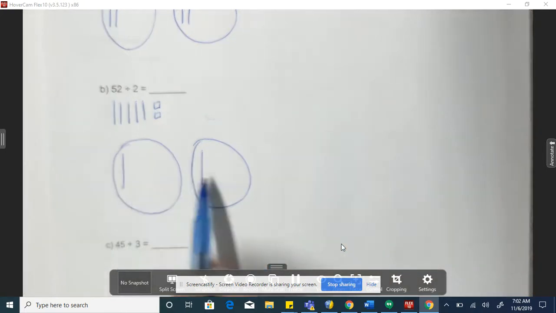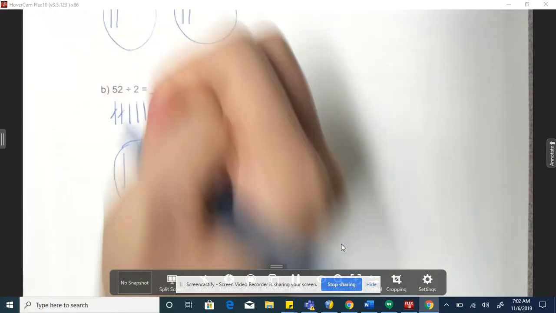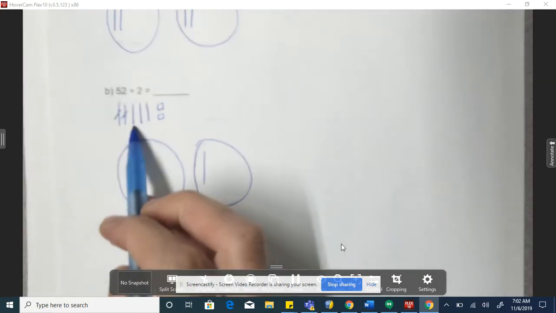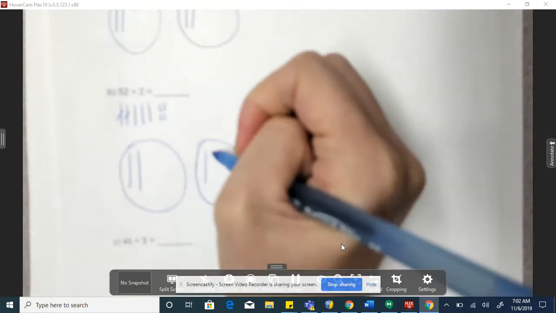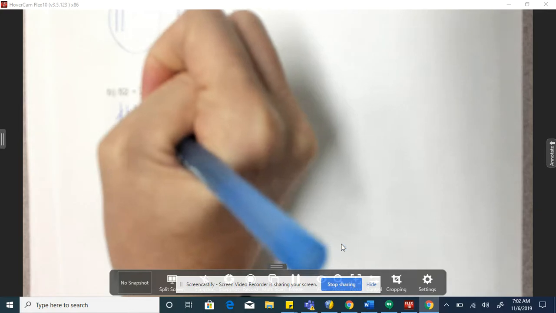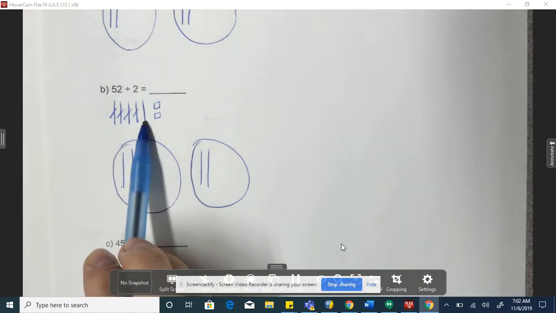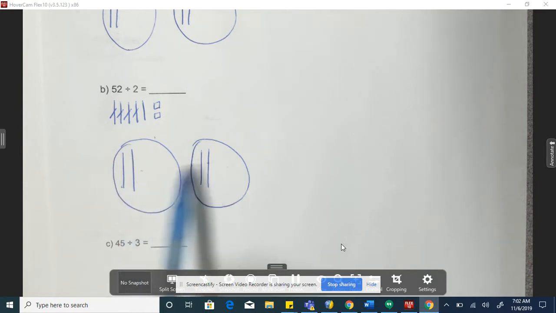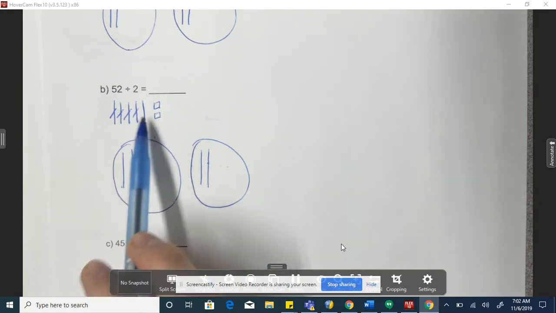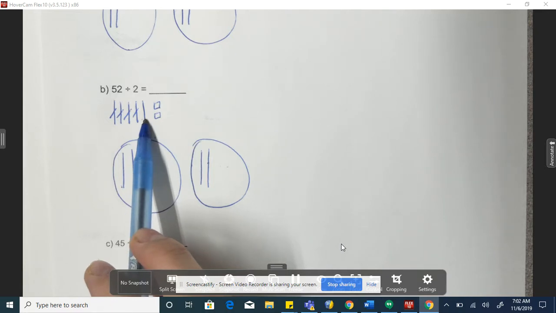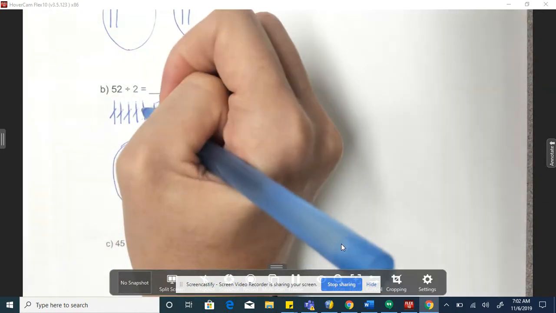I've used 2 of my tens in total, so I'm going to cross out 2 of my tens. We're going to do the same thing here. Put 1 ten in here, another ten in here, cross out the 2 tens that I used. We only have 1 ten left. We can't evenly split that between 2 groups, so what we can do is regroup. 1 ten equals 10 ones. So I'm going to cross out this 1 ten.